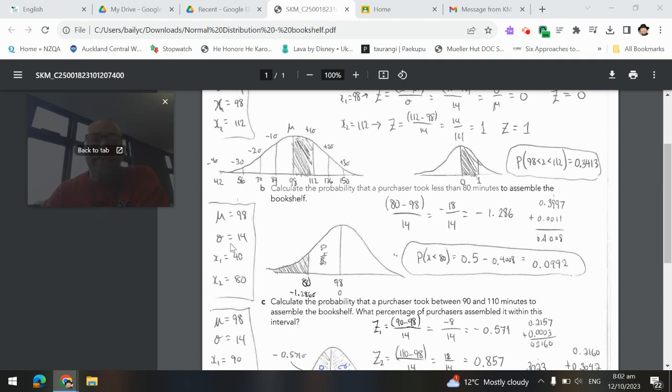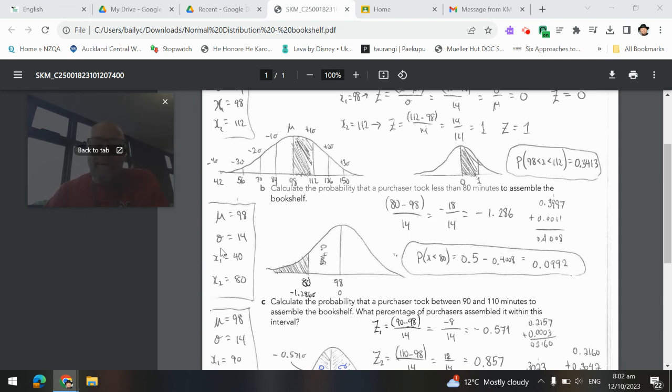Next. Now, one habit I want you to get into is to, every single time you're doing a patai, write down the mean, 98. Write down the standard deviation, 14. Those values will not change unless it is explicitly stated. Now, we want to know what's the probability a purchaser took less than 80 minutes. So there's my 80. It has to be to the left of the 98. So less than 80 minutes is shading to the left.